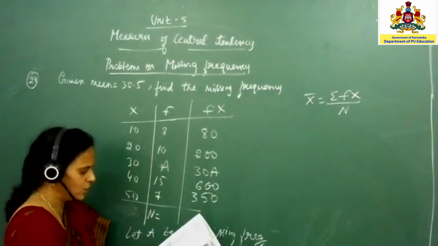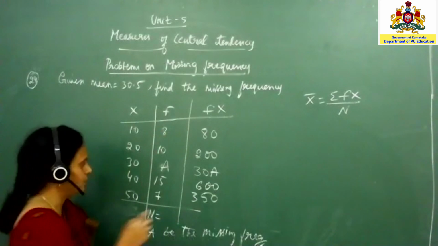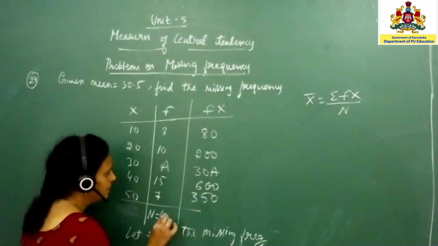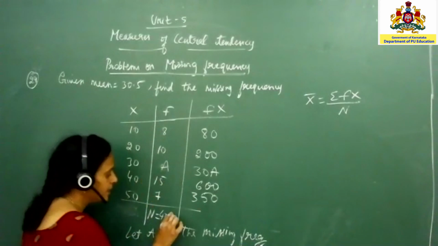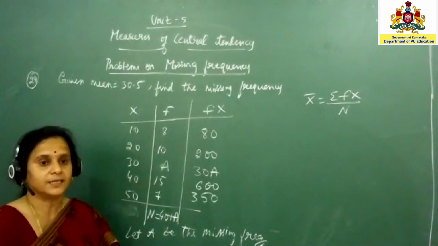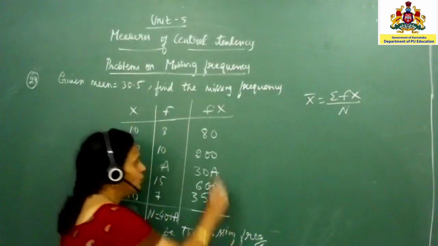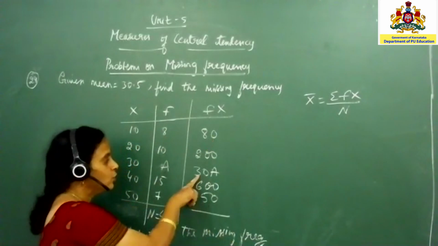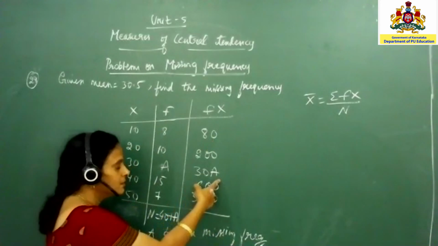Once you work out, you are getting 40. So this total is 40 and A is unknown. That A I write as it is. So the total is 40 plus A. Next, to add up this total, don't consider this 30 because it is 30A.